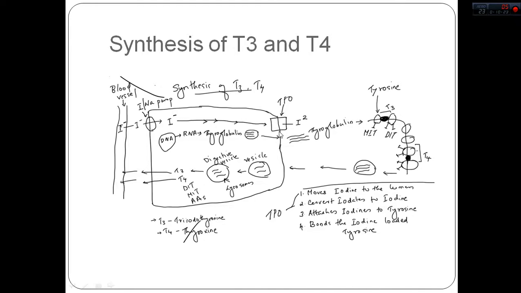Now let's recap the function of the TPO. It's so very important. So TPO, it helps the iodates to be converted to iodine. Then this will also help to move the iodine from the thyrocytes into the colloid. TPO helps to load the iodine into the tyrosine molecule. It also helps to couple the iodine-loaded tyrosine. So it's so important. So this is how T3, T4 are formed, and it is released into the blood.